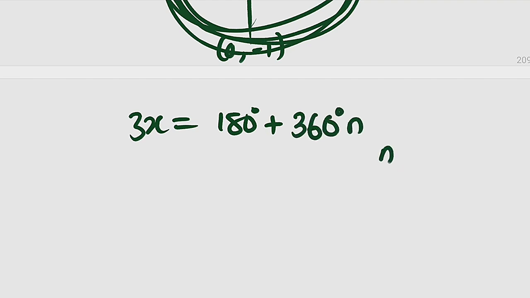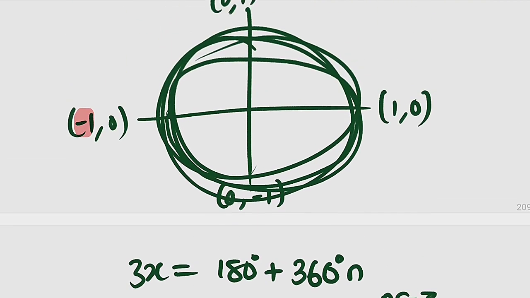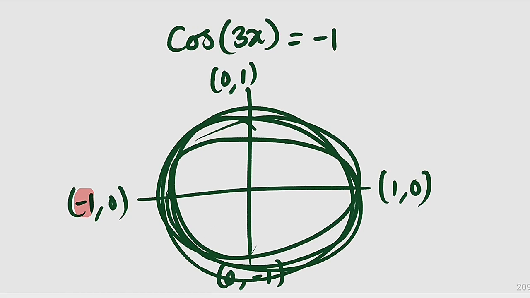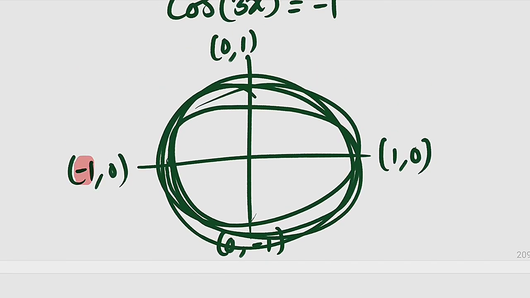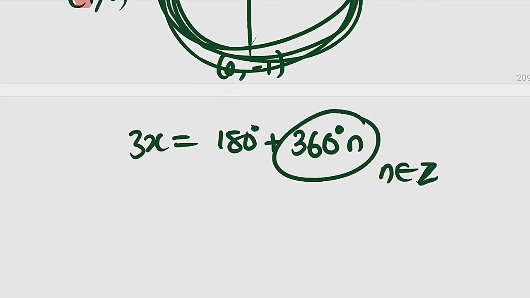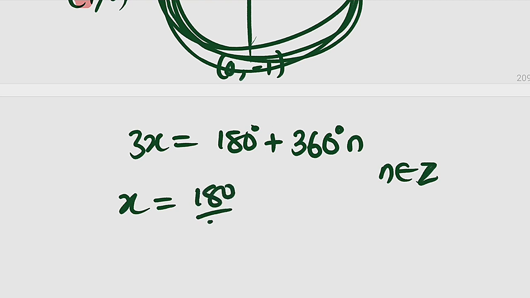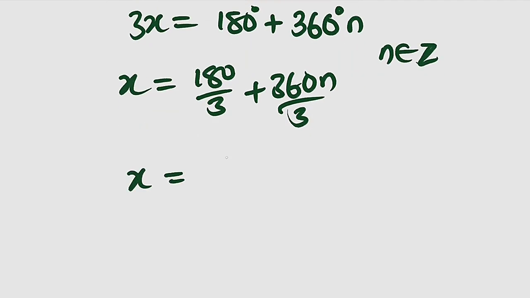This means that 3x must be equal to 180 degrees plus multiples of 360 degrees n, for which I told you n is an integer. At 180 degrees, you will have cosine to be -1. And if you add another 360 degrees, you're going to obtain another solution. Keep on adding 360. This is why we have multiples of 360 degrees. Then we divide both sides by 3. X will be equal to 180 divided by 3 plus 360 divided by 3. X will be equal to 60 degrees plus 120 degrees n.